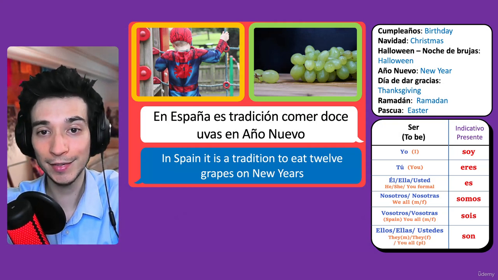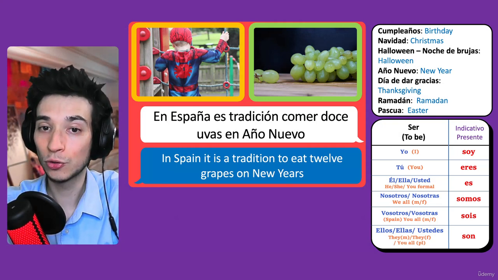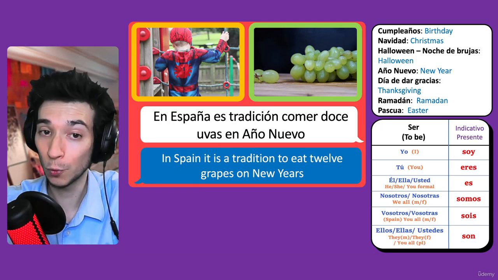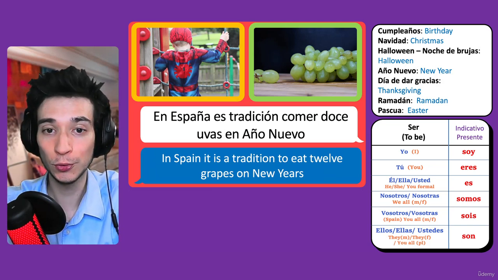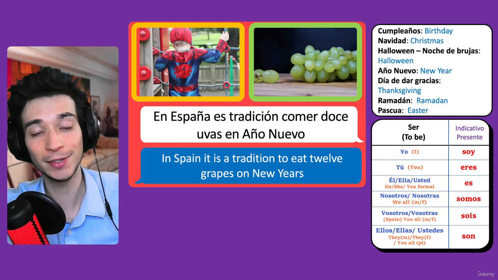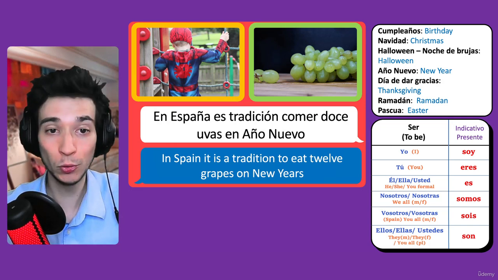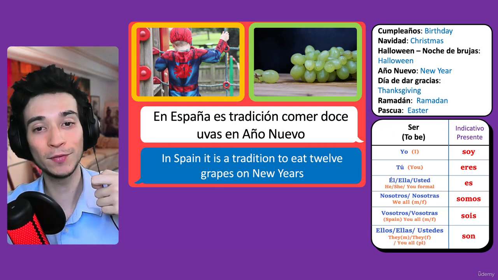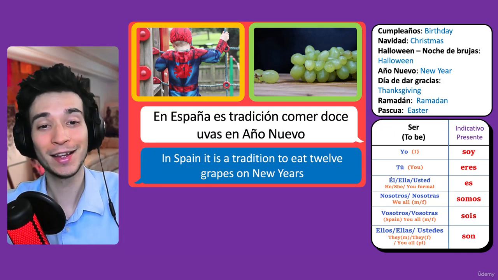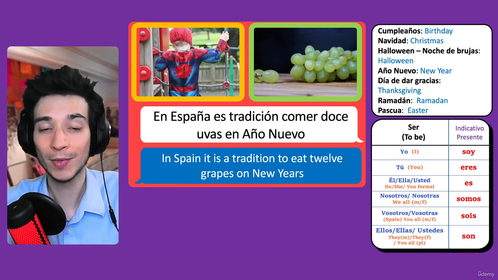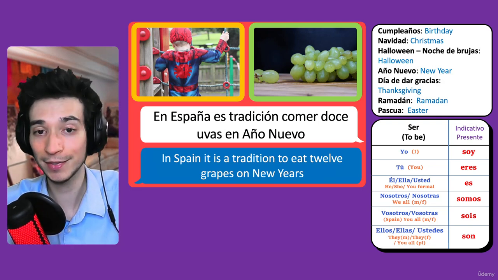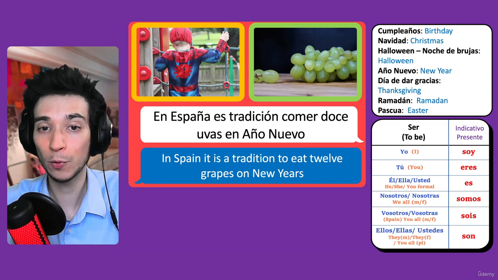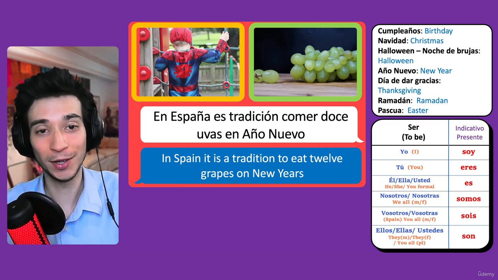En España es tradición comer 12 uvas en Año Nuevo. In Spain, it is a tradition to eat 12 grapes on New Year's. So if you go to Spain and it's New Year's, you will see a lot of people eating 12 grapes, one for each month. I think I've seen people do it in Mexico too. Es tradición, comer 12 uvas. Uvas means grapes. Okay, so I think it's simple.